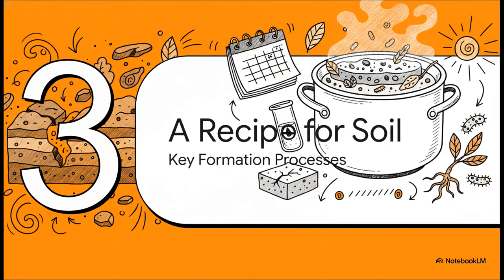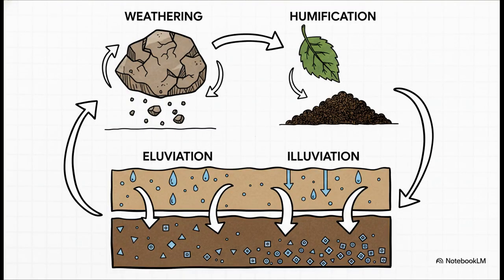So these layers don't just magically appear out of nowhere. They're actually the result of a very slow, very specific recipe, cooked over thousands of years with just a few key ingredients and processes. This whole system is so dynamic. It starts with weathering, which is just rock being broken down. At the same time, at the surface, you have humification, which is dead plants and things turning into that vital organic matter. And then you get this really cool push and pull. Eluviation is water washing minerals out of the upper layers, while illuviation is that process of those minerals building up in the lower layers. It's a constant cycle.